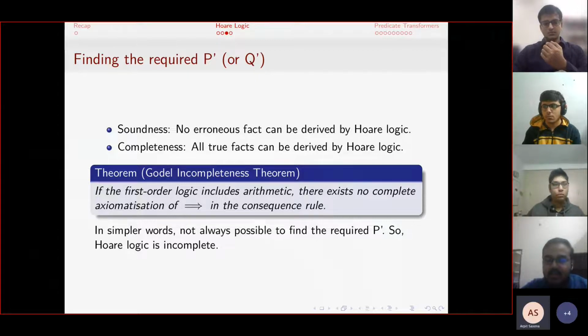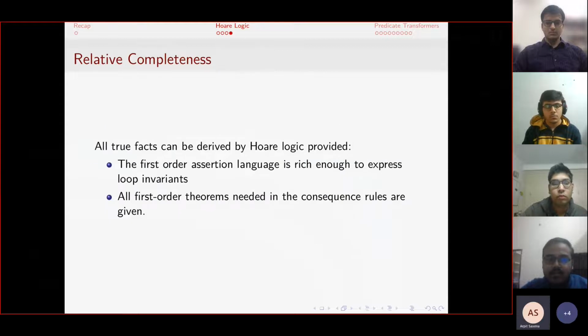In simpler words, we are saying that it is not always possible to find the required p prime, so Hoare logic is incomplete. But we have some good news in that it is relatively complete, meaning that all true facts can be derived by Hoare logic, provided the first order assertion language is rich enough to express loop invariants, and all first order theorems needed in the consequence rules are given by the programmer or by an oracle.